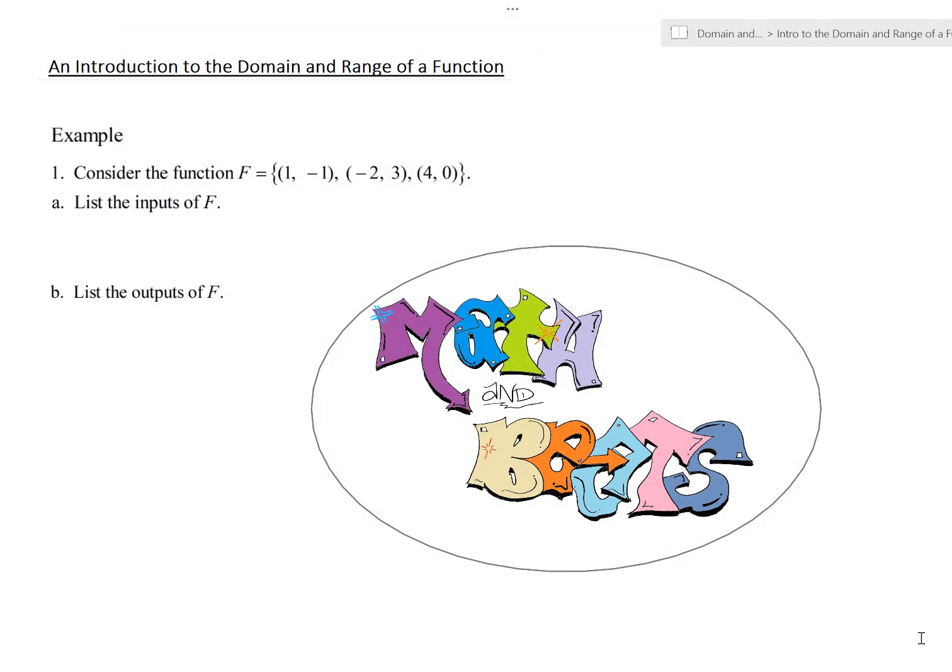Alright, welcome back to Math and Beats. Today we're going to do a video on introducing what the domain and range of a function are.